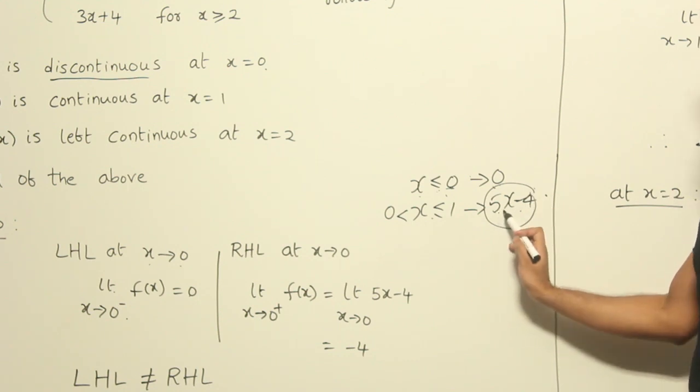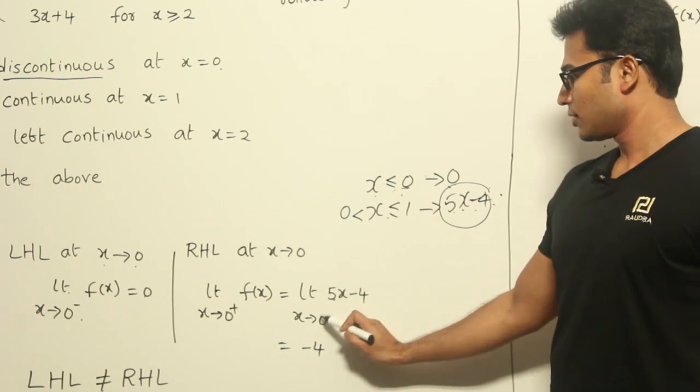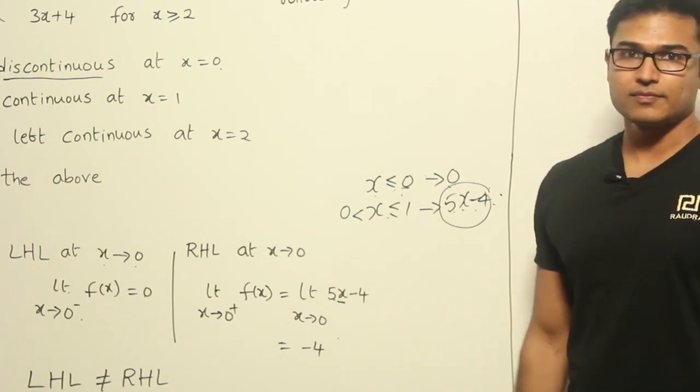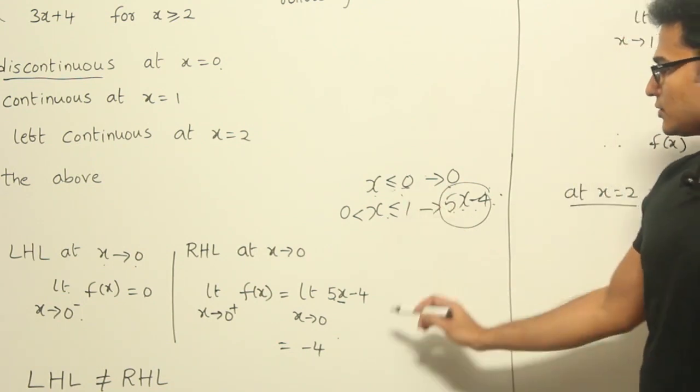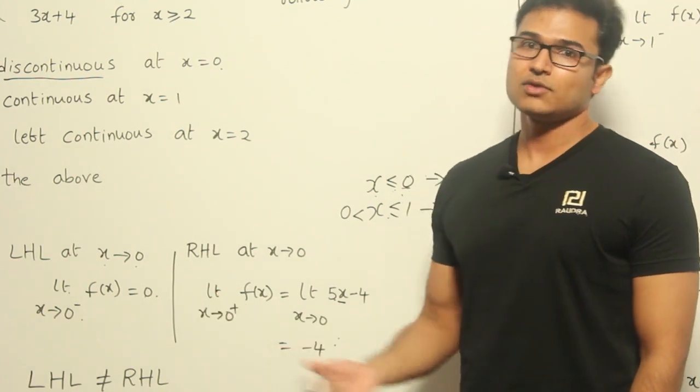So in this function, when you substitute x equal to 0, we are going to get minus 4, right? 5x minus 4, which means here you are supposed to substitute 0, then you are going to get minus 4. So slightly greater than 0, it is minus 4, and slightly less than 0, it is 0. So definitely it is not continuous.